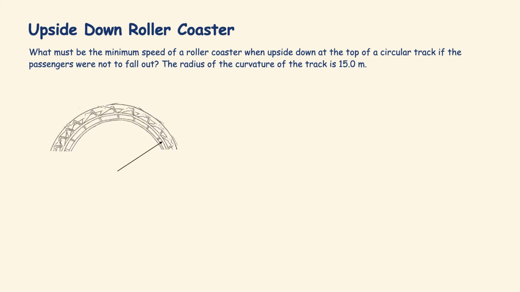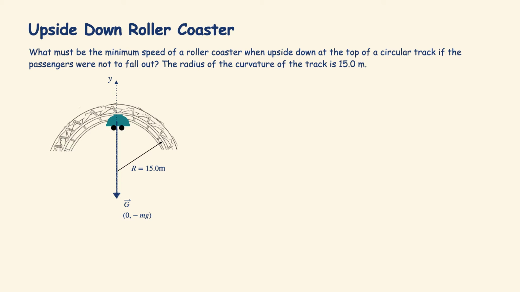The radius of the curvature of the track is 15 meters. Here's the track. Here's the radius of curvature, 15 meters. And here's one car of the roller coaster. Remember, notice it's on the bottom side of the track. I'll choose for the positive direction to be up. And with that, I'll draw the vectors for the forces. First is gravity, of course, downwards towards the center of the Earth with components 0 and minus mg.